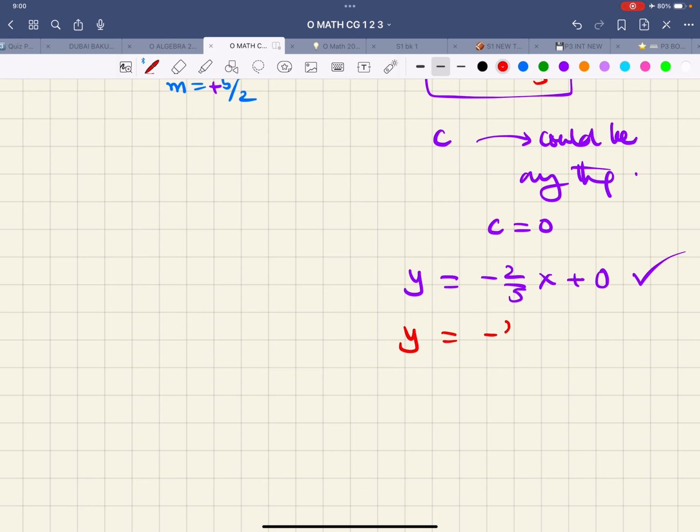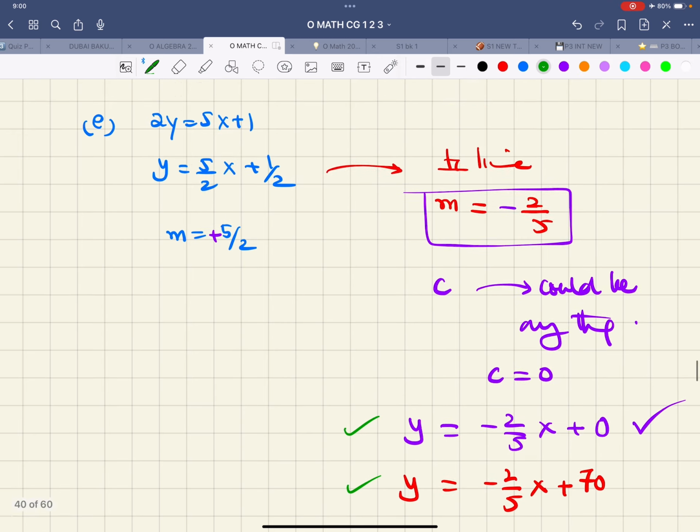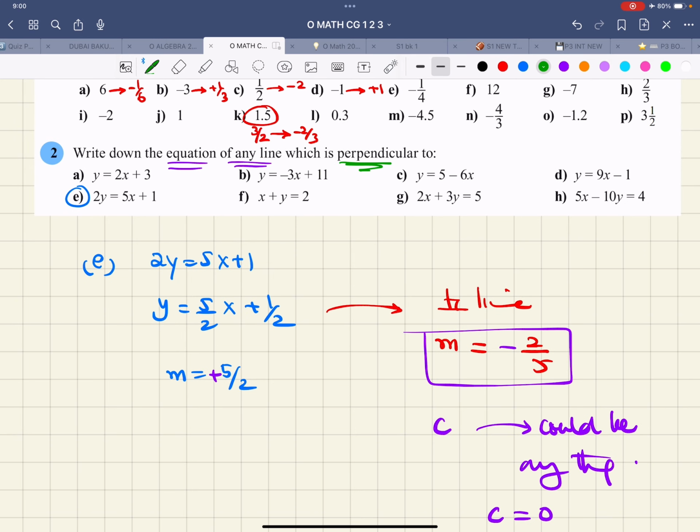Someone can write y is equals to minus 2/5 x plus 70. Doesn't make a difference. The y-intercept could be very high. Someone could write y is equals to minus 2/5 x minus 1. And all these lines, they are what? They are perpendicular to the given line, and I have done part E. That is how you can do the rest of the parts. These are just concept building exercises.